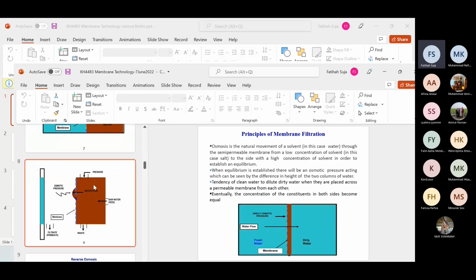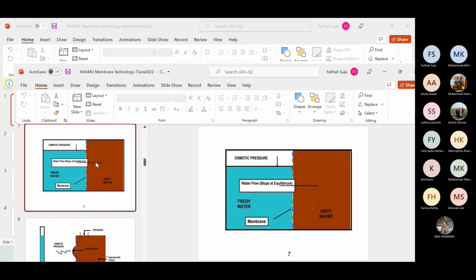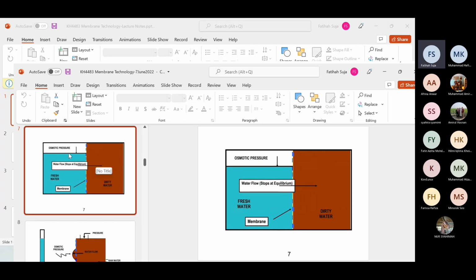Okay, so this is osmotic pressure. What is osmotic pressure? It is actually the pressure created by the difference in concentration of the constituents on either side of the membrane. So this is osmotic pressure, and this pressure drives the osmosis process. The osmotic pressure actually drives the flow of the fresh water to the dirty side.